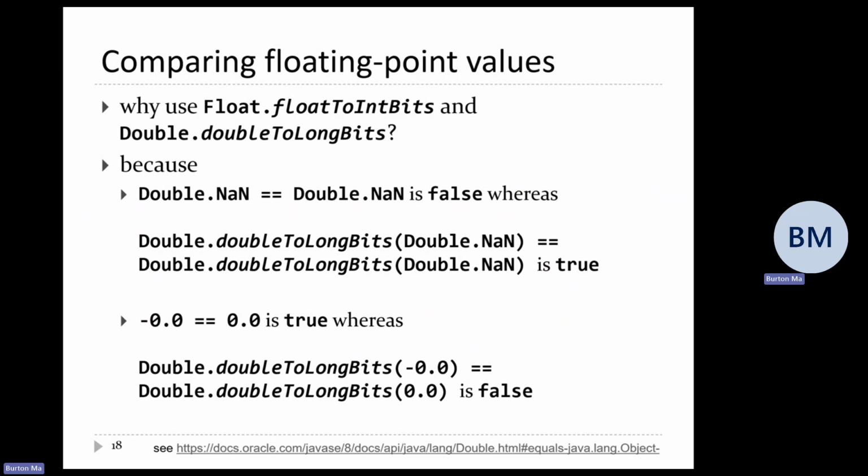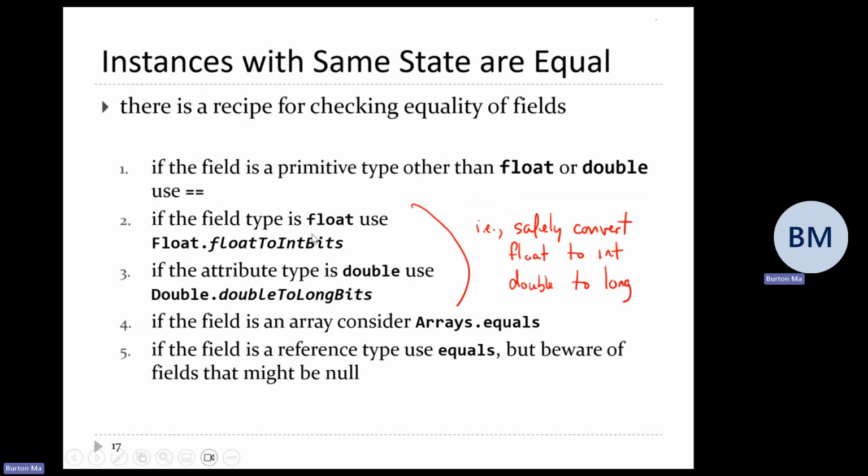All right. So how do you actually do these tests if you want not a number to be equal to not a number, and if you want -0 to not be equal to 0? The answer is, well, you can't use equals, you have to do something else. So the something else that you do is you use this method called doubleToLongBits if you're comparing doubles. You use this method called floatToIntBits if you're using float. What do these methods do?